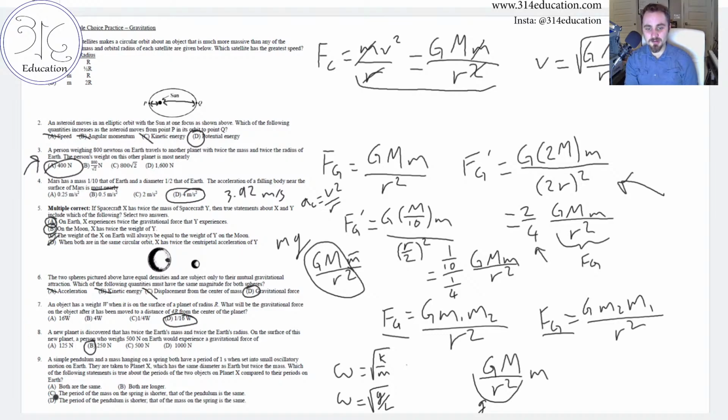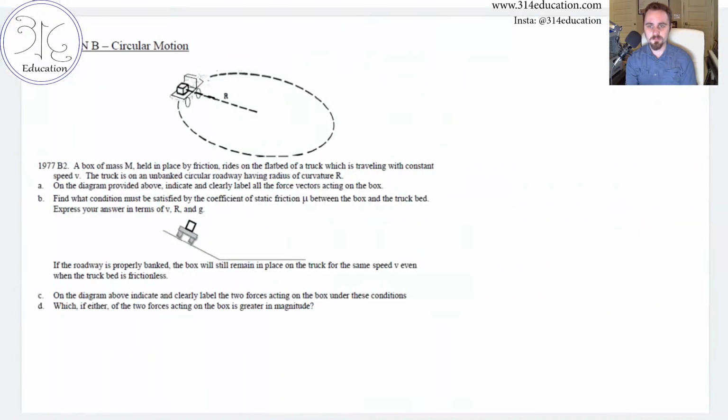Therefore, D is our best option, because the period of the pendulum is shorter, it decreases, but the period of the mass is the same. That's what we said also. This would be invariant. Very good. Any questions on any of that? I believe that was the last of our multiple choice questions. And so now we can take a look at our FRQs.